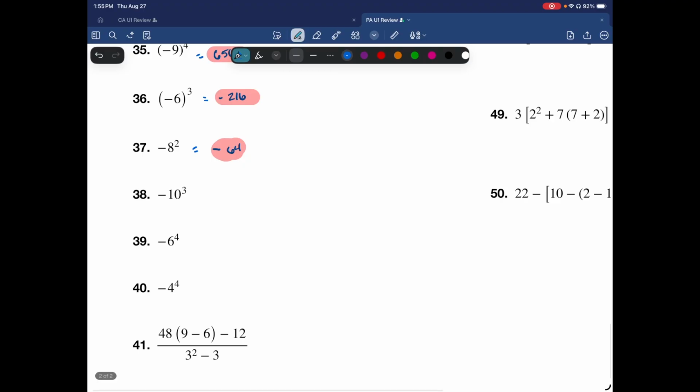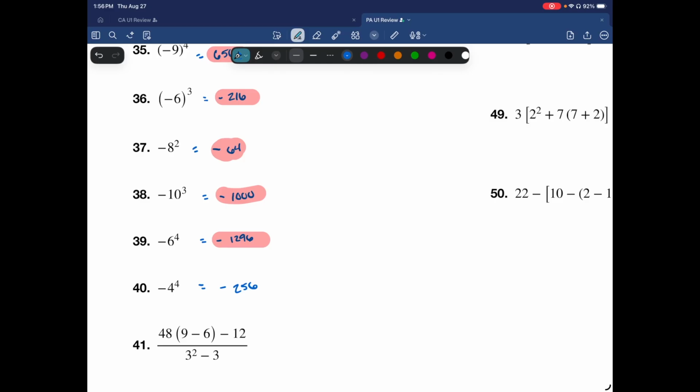On 38, again, the exponent 3 is attached to the 10, and that has nothing to do with the negative. So it's going to be negative 1,000. All right, and then same thing as 37. The 4 is attached to the 6 and not the negative. So it's going to be negative 6 to the 4th, and that's going to be 1296. And again, it will be negative. All right, 4 to the 4th, it's going to be negative 256.